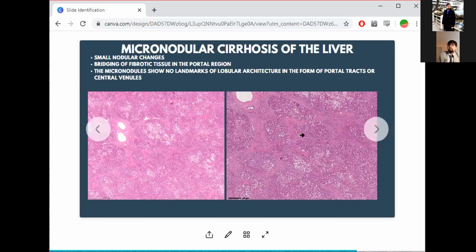Okay, now you look at this thing. First, small nodular changes, which we've covered. You know, the nodules are very small. They are circular instead of it being hexagonal. Then there is bridging of fibrotic tissue in the portal region. Now, what does bridging mean? Bridging is when you have 2 portal triads that are being joined together, right?